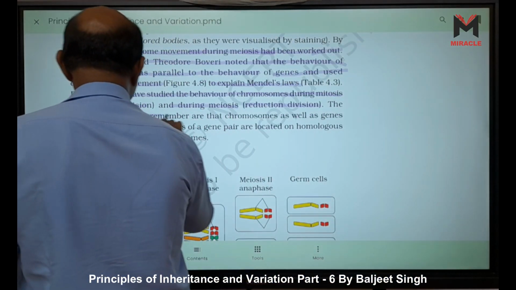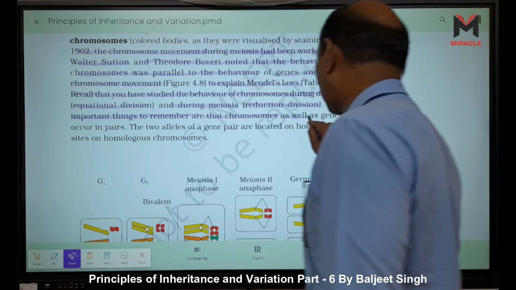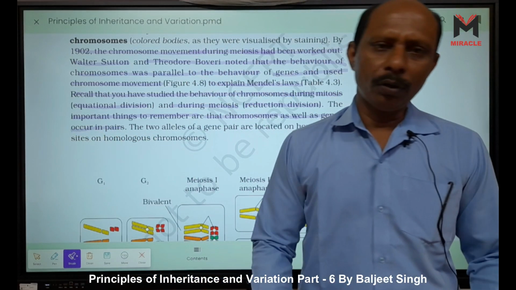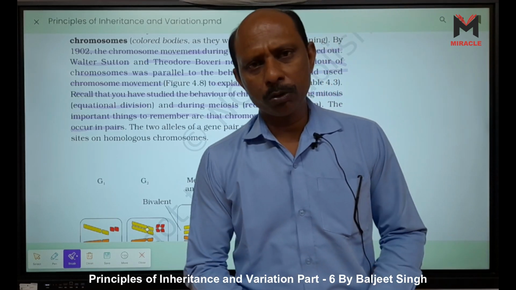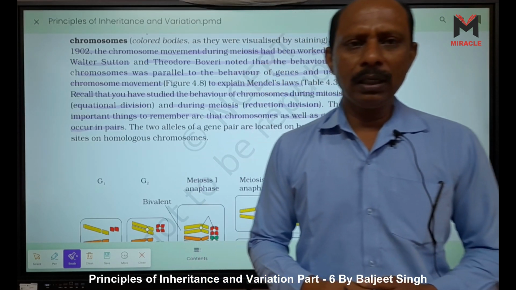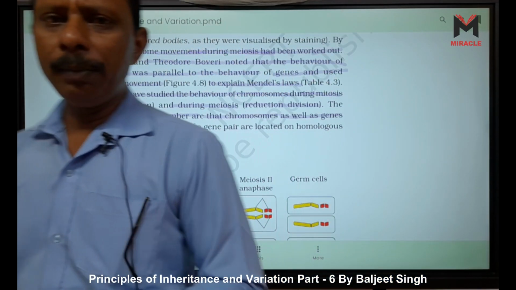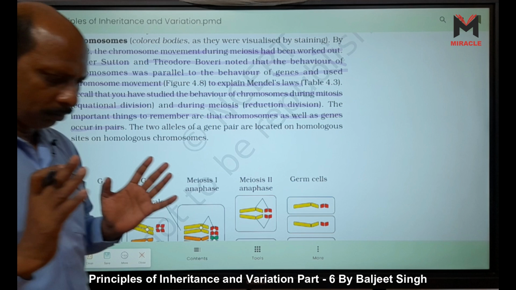Important thing to remember is that chromosomes as well as genes occur in pairs. We know very well, 23. In humans, 46 chromosomes are there, but they are in pairs. 23 pairs of chromosomes are there. Each allele, we already read. Allele means what?